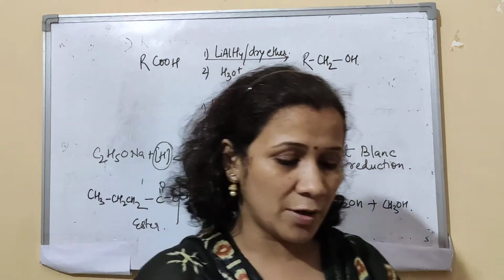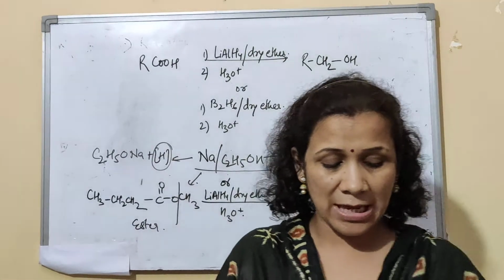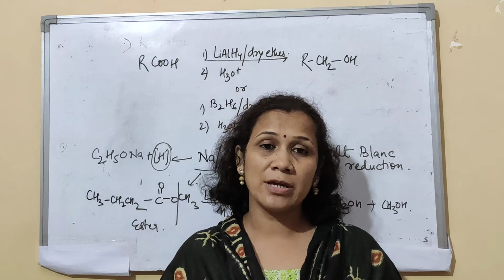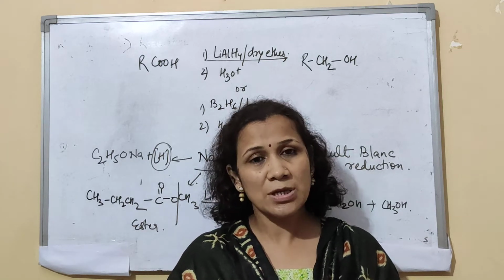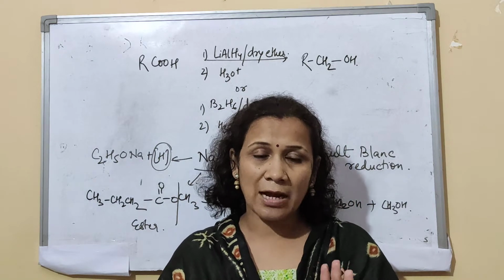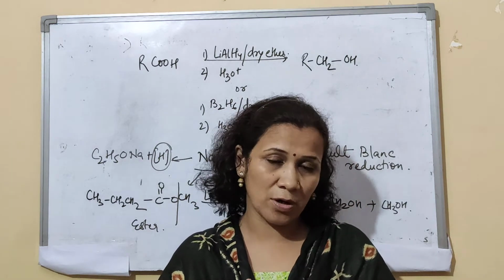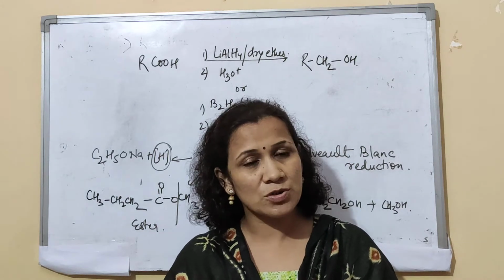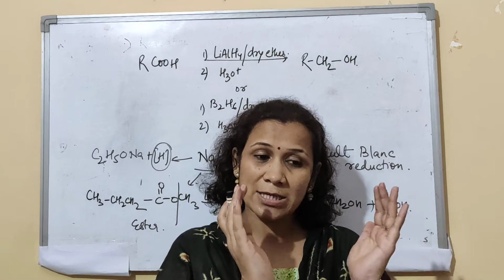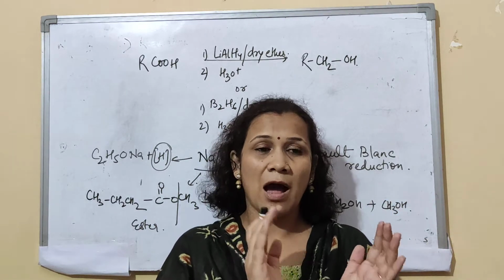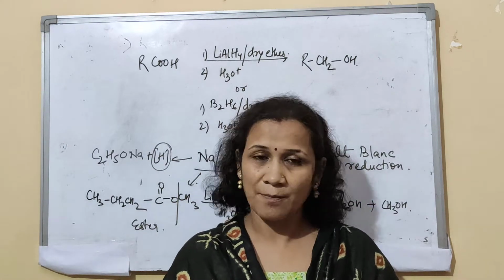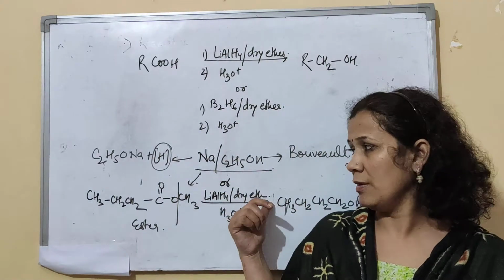So remember, whenever you want to reduce esters, you have to see that you are using the strongest reducing agent, and that reducing agent can only be lithium aluminium hydride or diborane, and that will always be followed by acidic hydrolysis. Most of the time we do acidic hydrolysis, because whenever you are doing a reaction, you are getting an intermediate step. After that intermediate step has to be hydrolyzed to get the final product, right? So that is what we do in reduction.